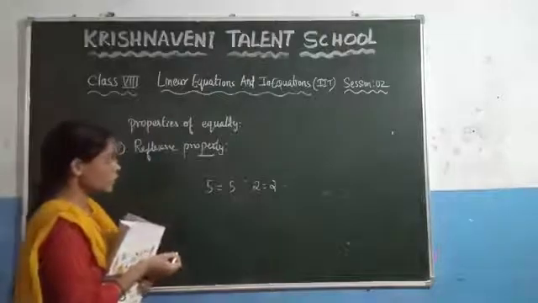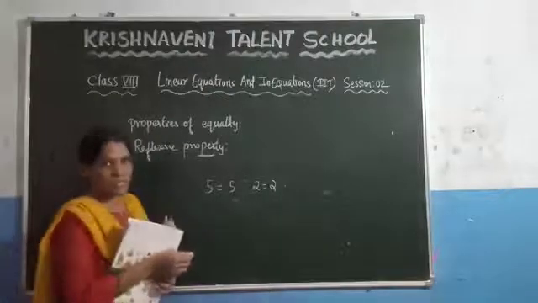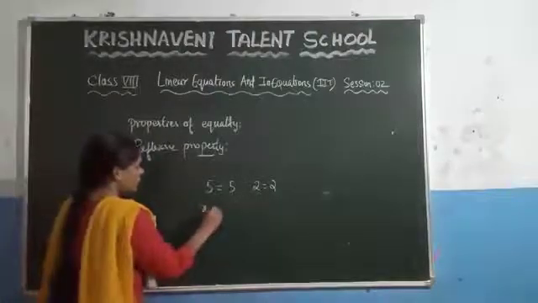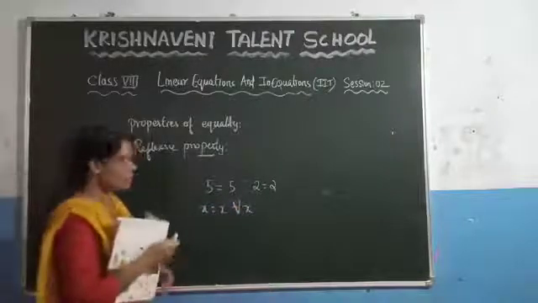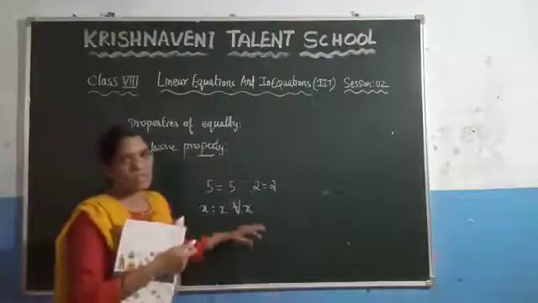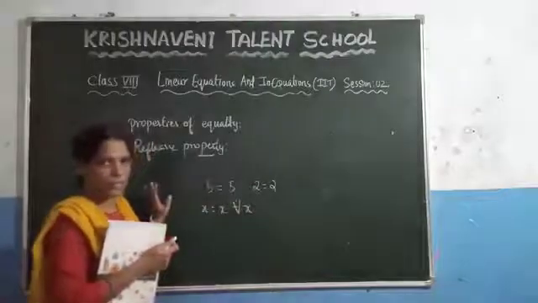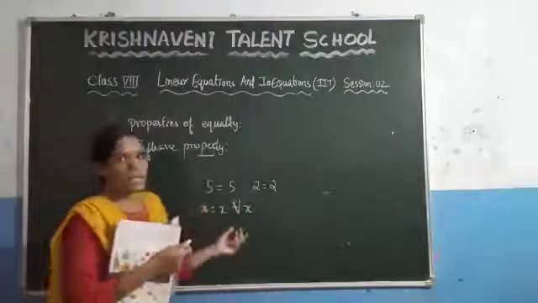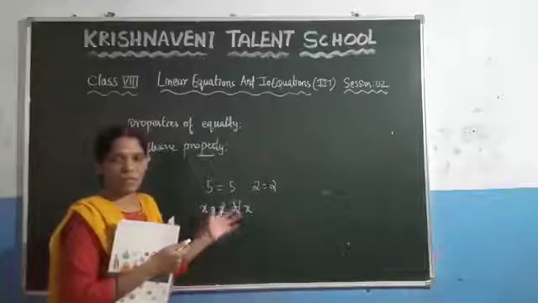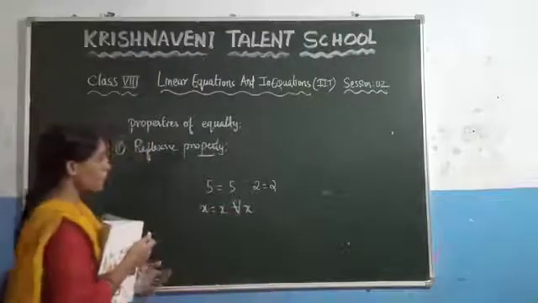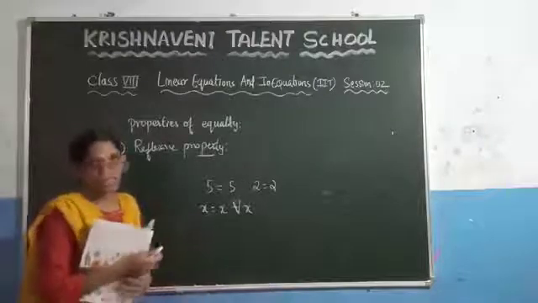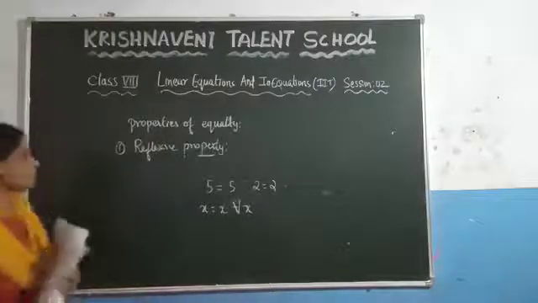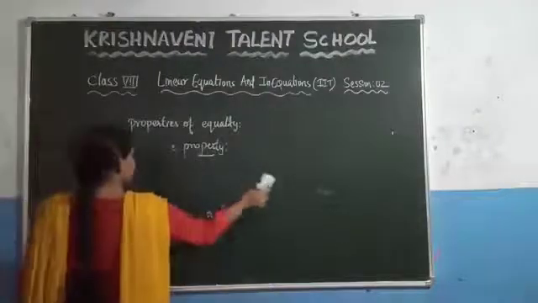In case of a variable, if x is a variable, we can say that x is equal to x for all x. This is the symbol for all. So x is equal to x for all x. This one we call the reflexive property. What does the reflexive property say? Every number is equal to itself, and it is applicable to any number or any variable. Now see the next property, which is the symmetric property.